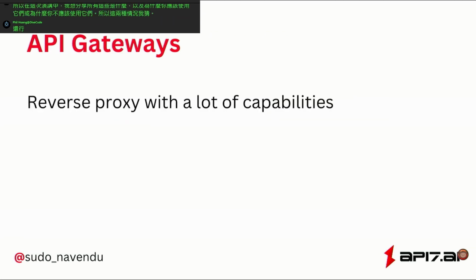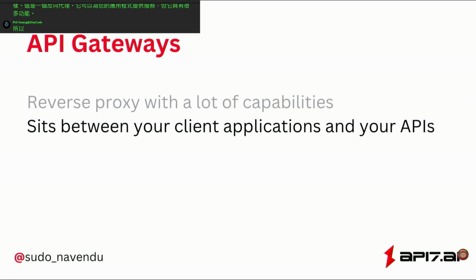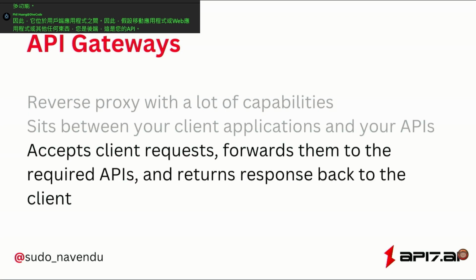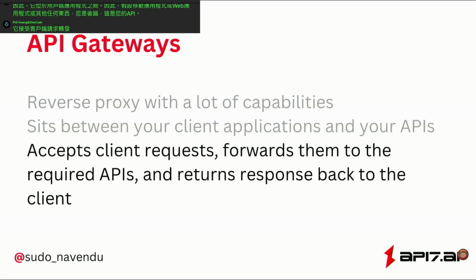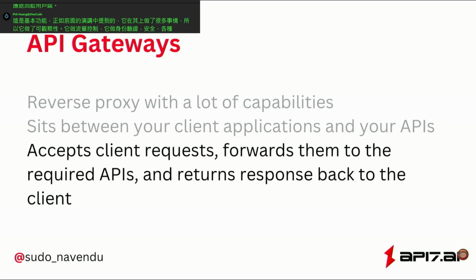Okay, so API gateways are basically just reverse proxies with a lot of capabilities. That's it. It's a reverse proxy. It can serve your application, but it has a lot of features. It sits between your client applications, let's say mobile apps or web apps or anything, and your backend, which is your APIs. It accepts client requests, forwards them to the backend APIs, and returns the response back to the client. That's the basic function, and it does a lot of stuff on top of it, as mentioned in the previous talk. So it does observability, traffic control, authentication, security, all sorts of stuff. So a reverse proxy with a lot of capabilities.